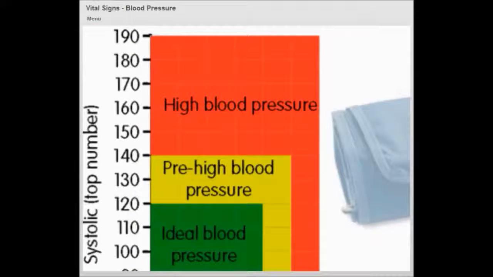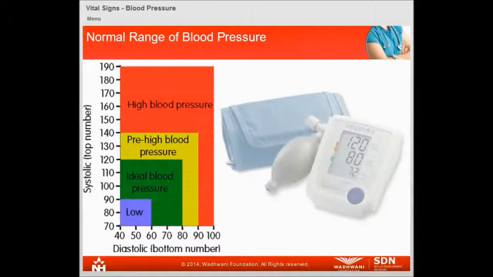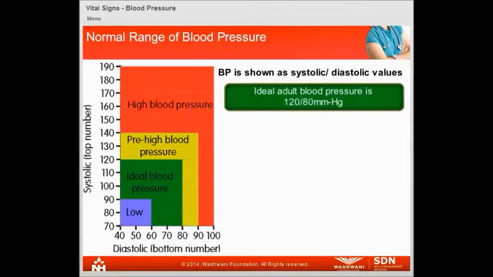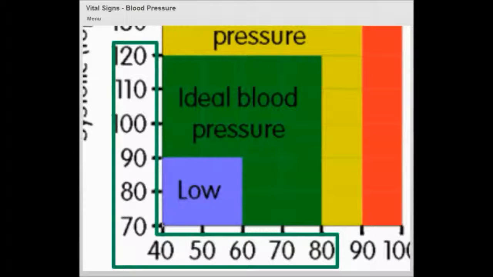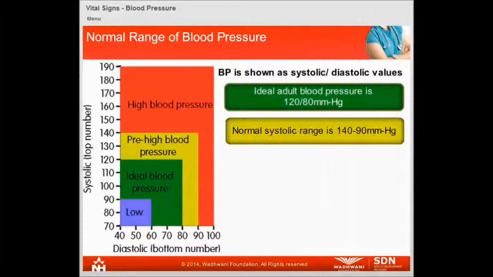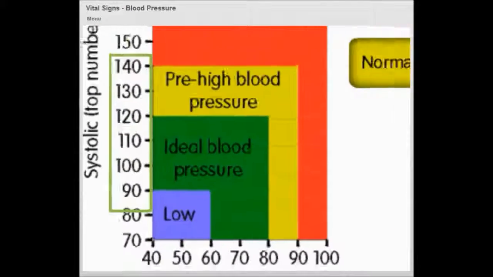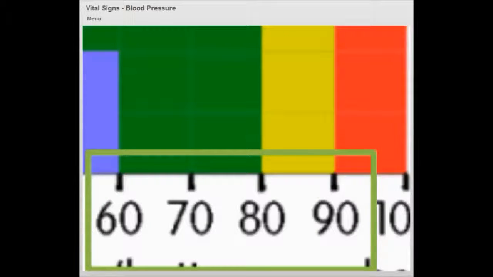Take a look at this figure. What do you see? This figure highlights the different ranges of BP. BP is shown as systolic by diastolic values. Ideal adult blood pressure is 120/80 millimeters of mercury. The normal systolic range is 140 to 90 millimeters of mercury. And the normal diastolic range is 90 to 60 millimeters of mercury.